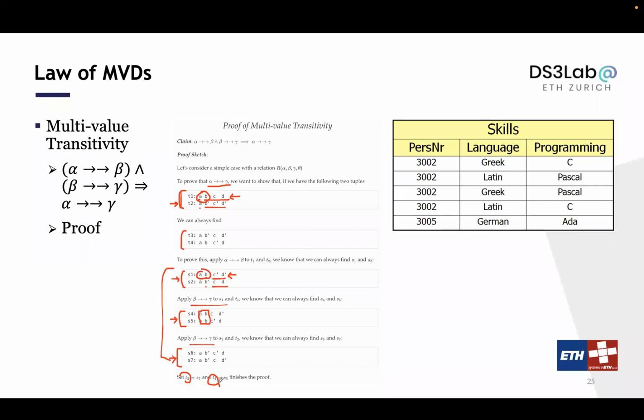Okay, so when you go back home, try to read this proof. It's very simple. The game is very simple. You just try to find those pairs of tuples that give you the T3 and T4 in the definition. Okay, so that's the first half of the lecture.